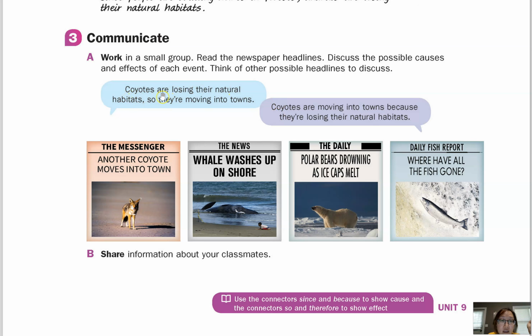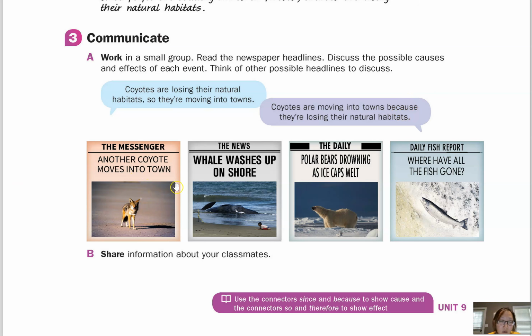So coyotes are losing their natural habitats, so they're moving into towns, and you can see that this is for this newspaper headline. Another coyote moves into town. Okay, and here's another sentence, which is also for this headline. Coyotes are moving into towns because they're losing their natural habitats. So this one is an effects clause, and this one is a cause clause.